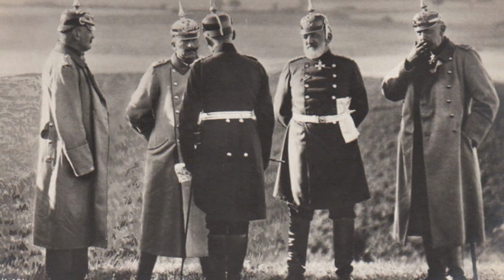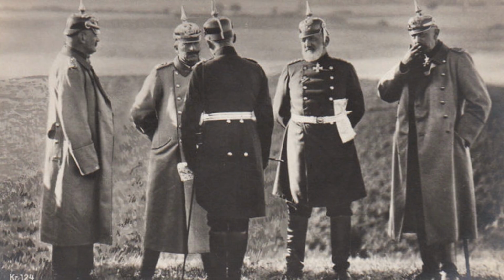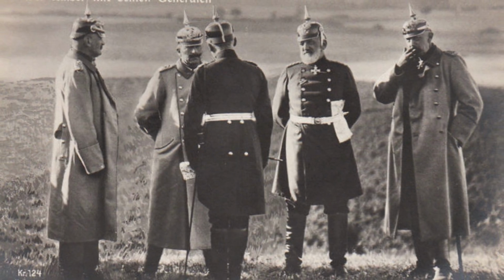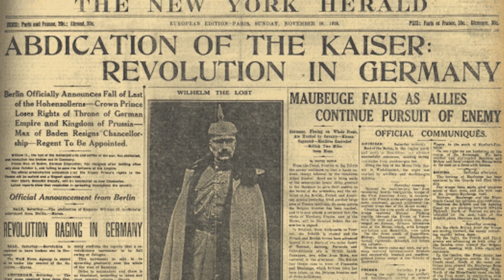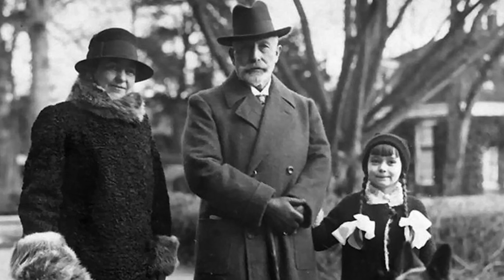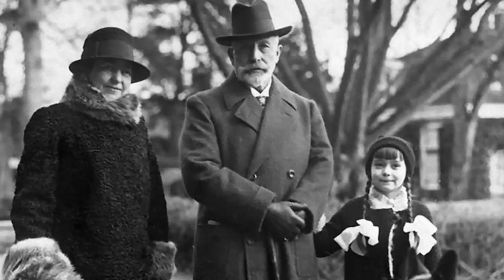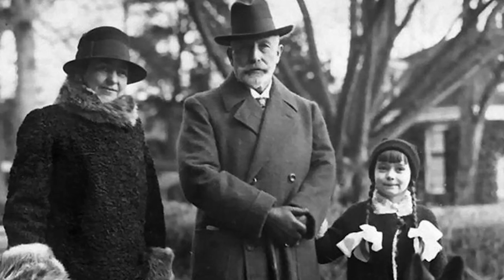The Kaiser had lost control of his army, and the generals told him that the war was lost and refused to support him. On the 9th of November, the Kaiser abdicated and fled Germany. Wilhelm lived the rest of his days out in the Netherlands, hoping that one day the monarchy would be restored.